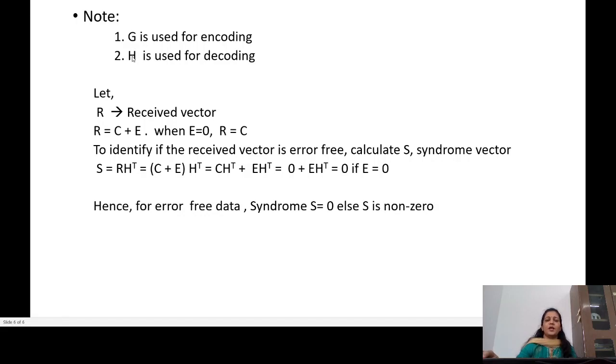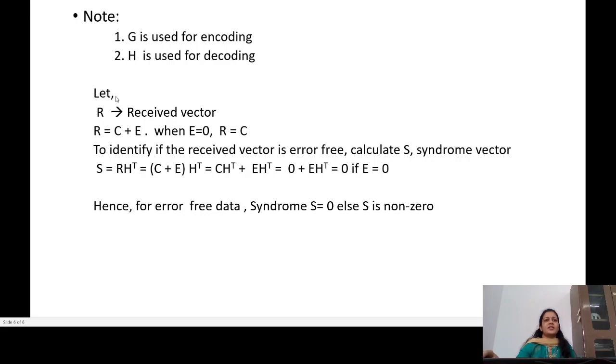Generally G and H might not be given completely while solving the problem. You will be provided with only the parity matrix P. So if P is given, write your own G, that is I_k and P, that gives you G, and try to generate H, that is P transpose and I_n-k. So generate G and H in order to perform encoding and decoding operations.